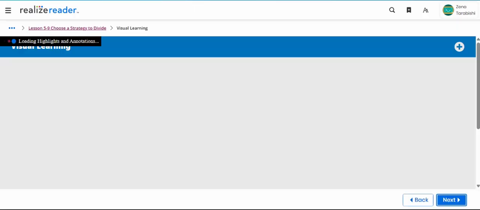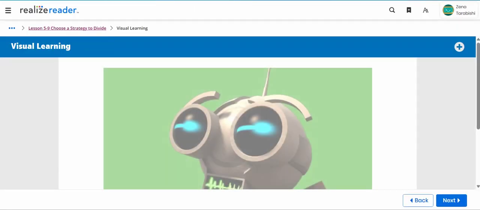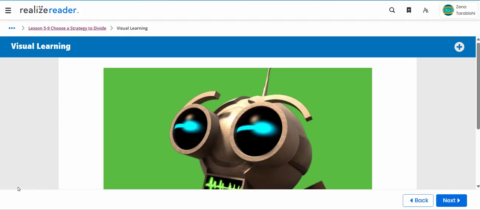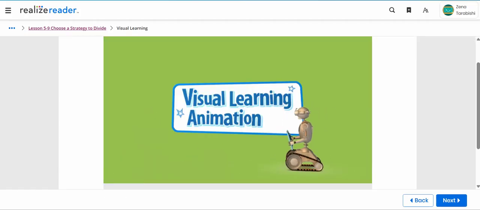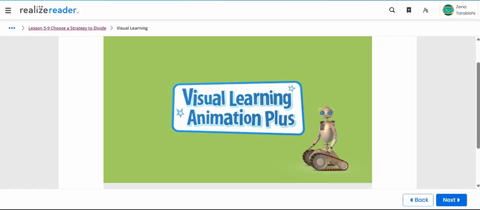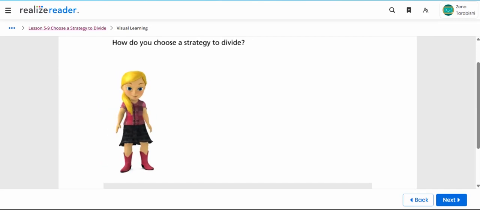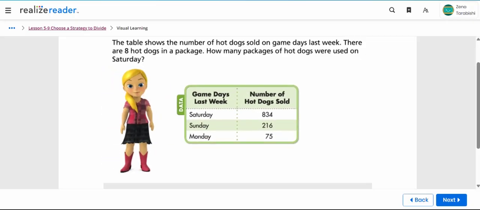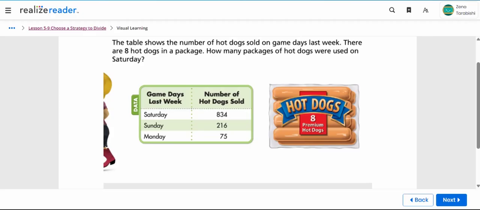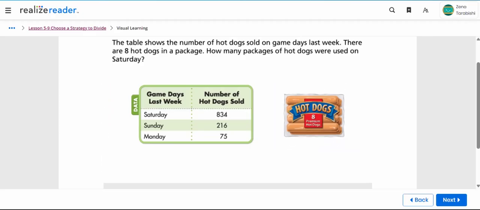Let's go ahead and begin page 202 with our video lesson. How do you choose a strategy to divide? The table shows the number of hot dogs sold on game days last week. There are 8 hot dogs in a package. How many packages of hot dogs were used on Saturday?